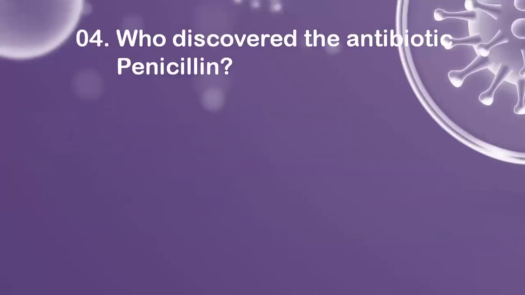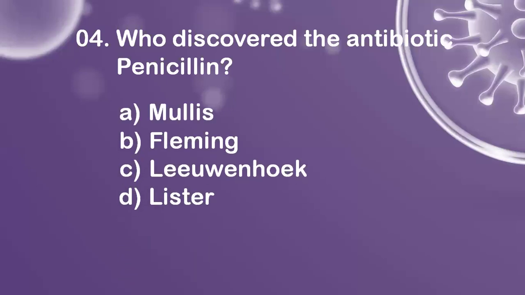Next question. Who discovered the antibiotic penicillin? Option A, Mullis. Option B, Fleming. Option C, Leeuwenhoek. Option D, Lister. Here the right answer is option B, Sir Alexander Fleming.